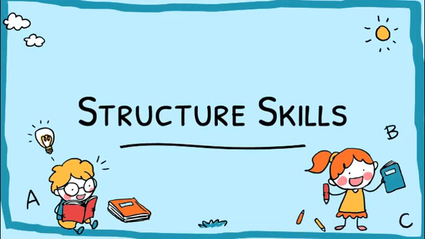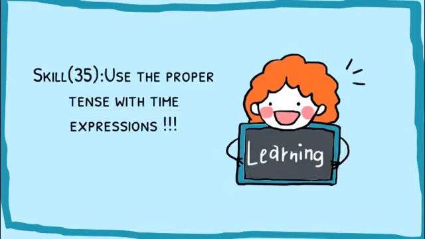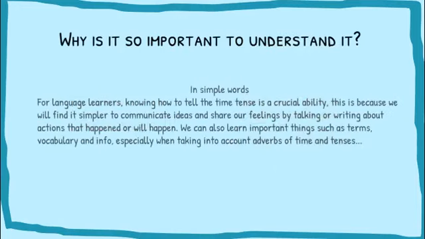Structure skills. Skill 35. Use the proper tense with time expressions. Why is it so important to understand it? In simple words, for language learners, knowing how to tell the time tense is a crucial ability. This is because we will find it simpler to communicate ideas and share our feelings by talking or writing about actions that happened or will happen.